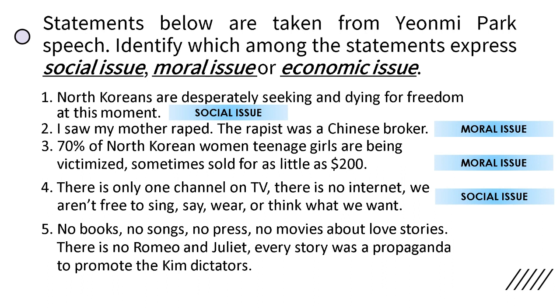Number 5. No books, no songs, no press, no movies about love stories. There is no Romeo and Juliet. Every story was about propaganda to promote the Kim dictators. That's correct. It's again social issue. They don't have freedom at all. No press freedom. It's a social issue.